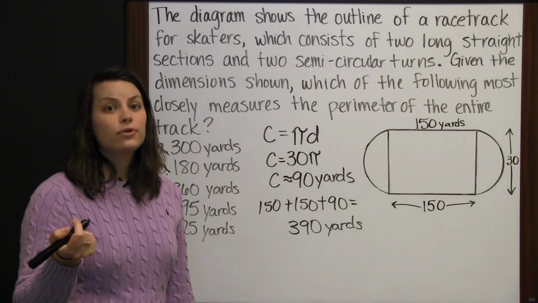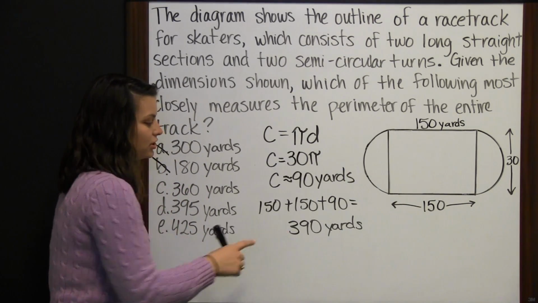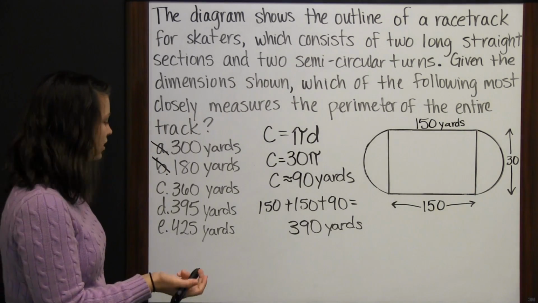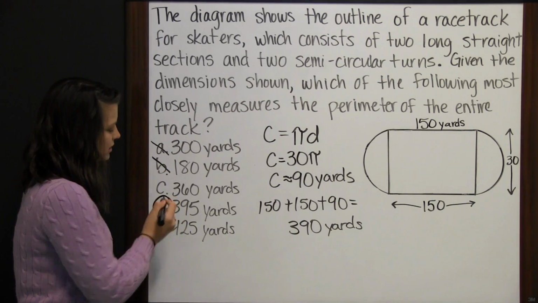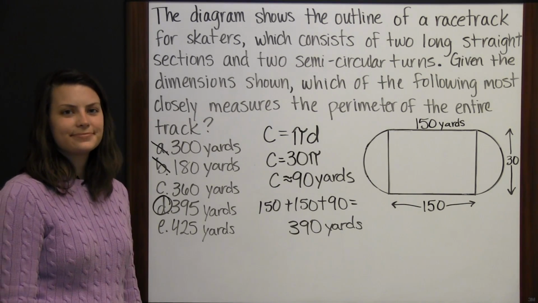Now, if you'll remember, we rounded pi down. It's actually over 3. We rounded it down to 3. So really our answer is a little bit higher than 390, which is answer choice D, 395 yards.